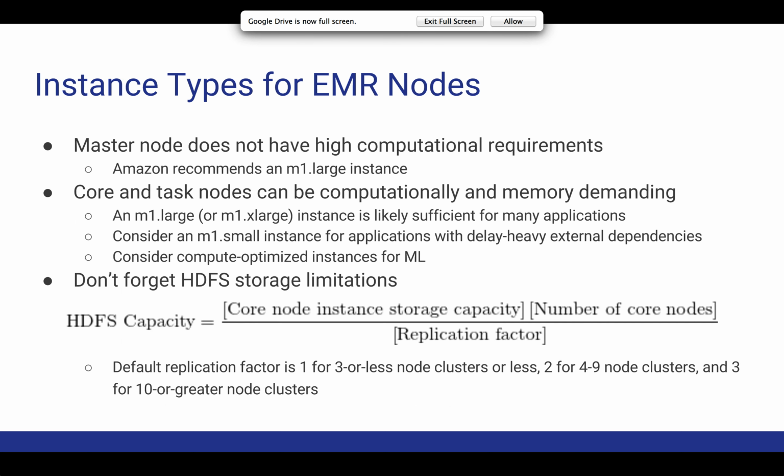Okay, so now going on, we've just talked about the 3 different types of EMR nodes. Now, how would you pick instance types? So basically, what type of hardware would you pick for these types of nodes? I'm going to try to give you a little bit of guidance here. So the master node, it doesn't really have high computational requirements. You don't need a super powerful instance type. For the master node, Amazon happens to recommend using an M1 large instance, and I won't quibble with that for now.